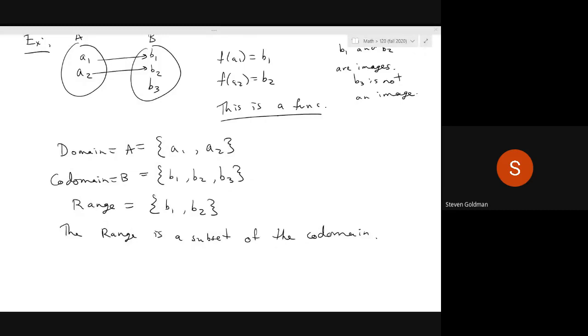I see we have a couple of comments here. Exactly one element, right? Vertical. We'll get to one-to-one and onto soon. Yes, and this is the difference between codomain and range. All right, so we'll get to one-to-one and onto pretty soon. If we don't get to it today, then we'll get to it next time.